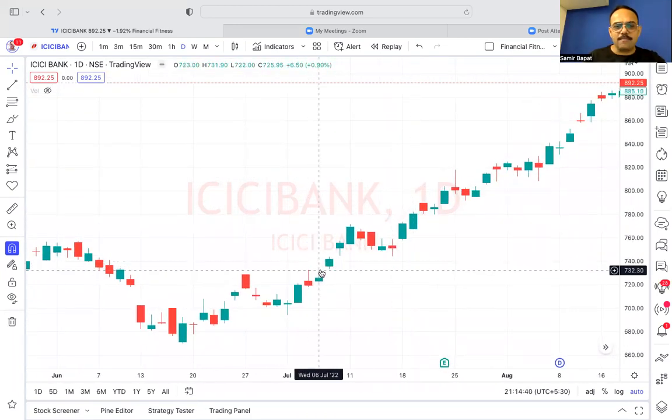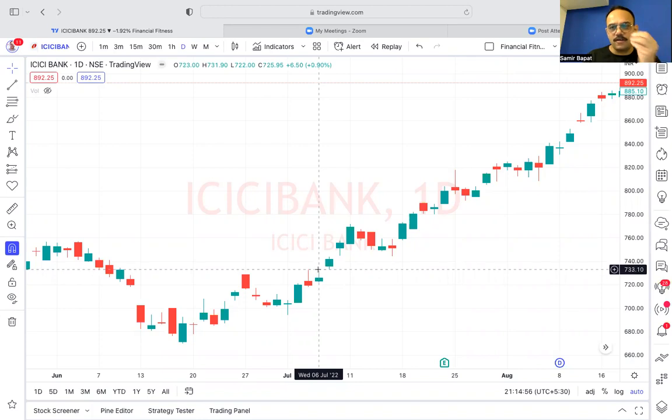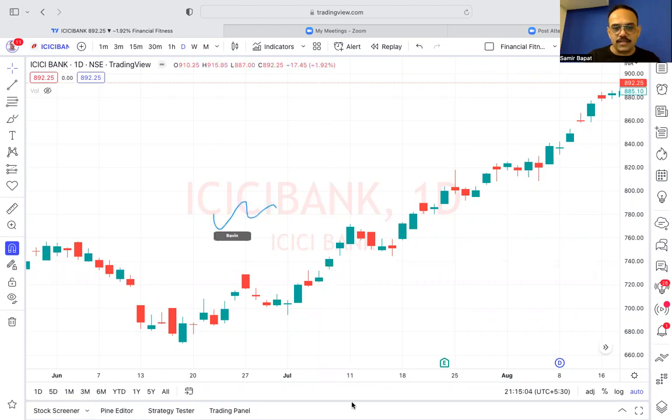Anyway, see, there is a gap. The high is 731.90 and low is 733. So this is 731.90 and this is 733. So there is a gap of 1 rupee between the 6th of July candle and the 7th of July candle.